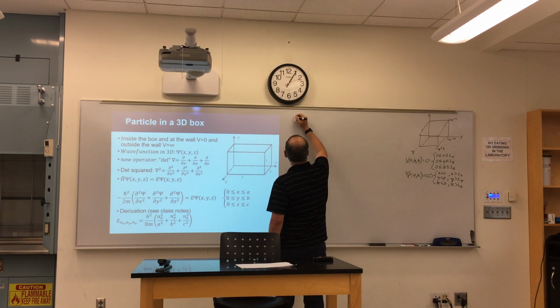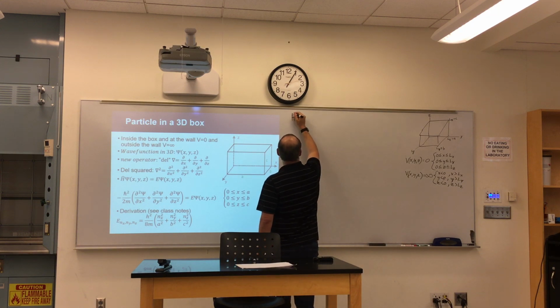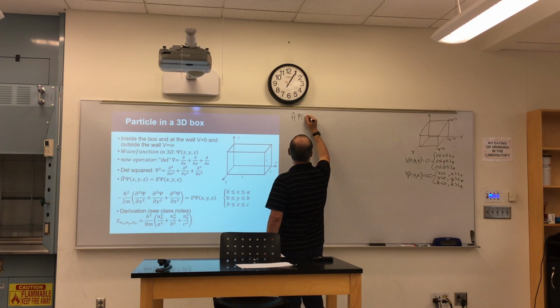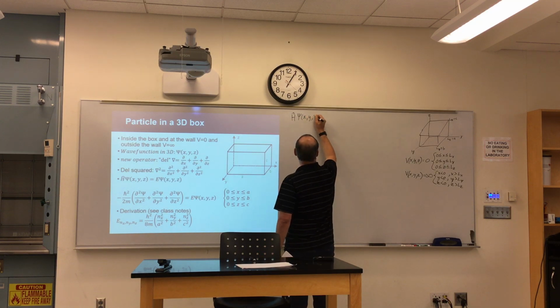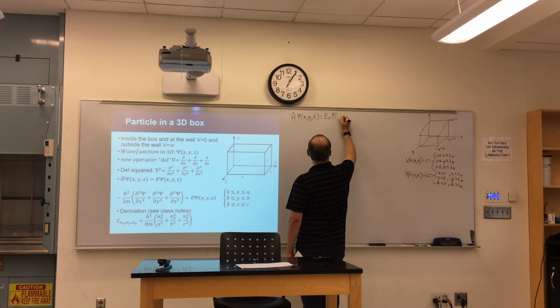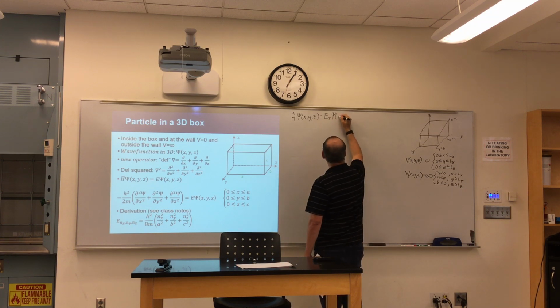We're going to start with our Schrodinger equation, H hat psi. But this time, instead of having psi of just the x direction, we've got x, y, and z. I'm going to use E total, because we're going to break those up into the x, y, and z directions in just a second.